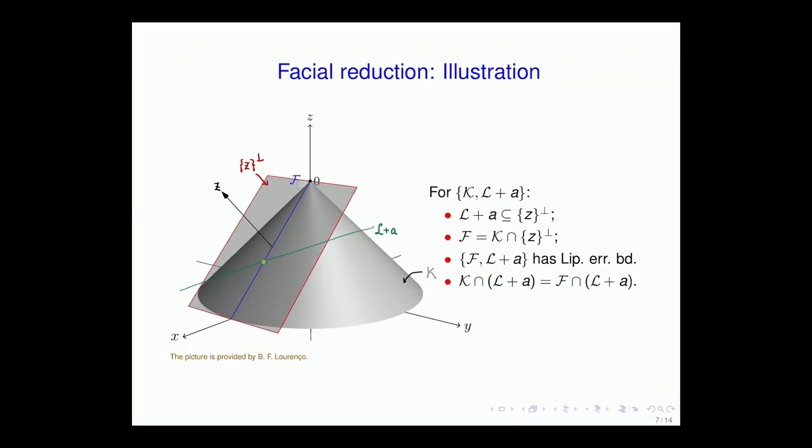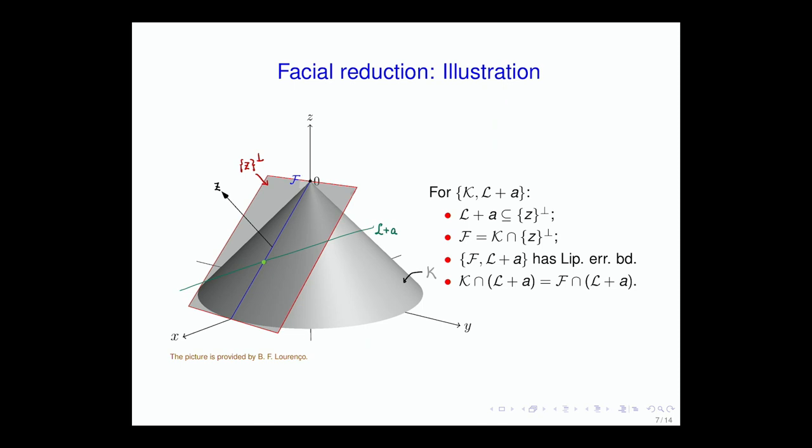Now this is a picture. I'm not sure whether this helps. Okay, this is stolen from my co-author, Bruno Lourenco. Okay, so the K here is the cone, it's an inverted thing. And what is my affine set? My affine set is L plus A, that is a line over here, the green line. And the green dot is the intersection, or maybe it's yellow. I don't know. Okay, this dot is the intersection.